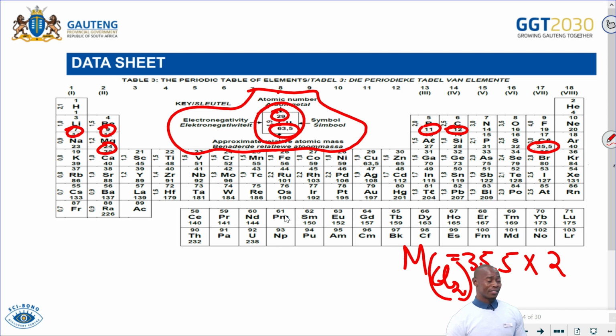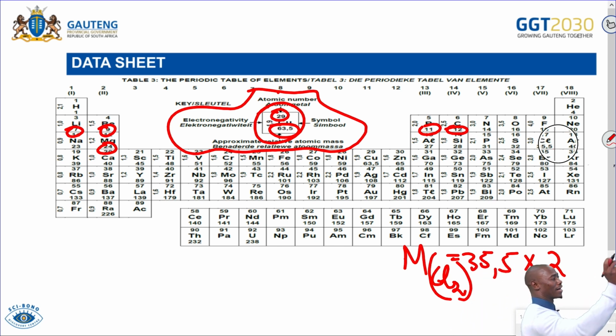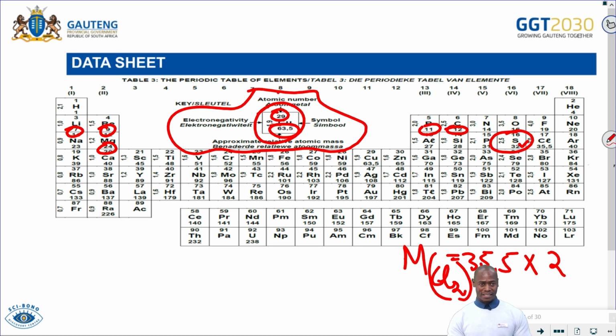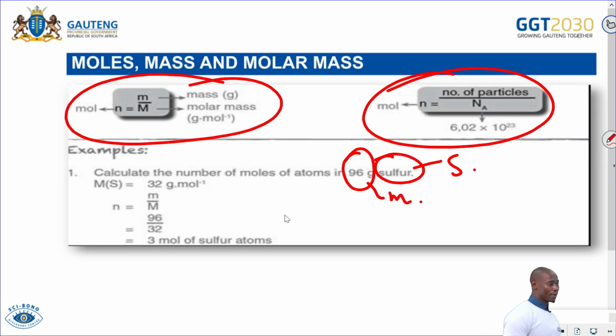So let's go to the periodic table and check the relative atomic mass of sulfur. This is sulfur. What is the relative atomic mass of sulfur? It's 32. Then if the relative atomic mass of sulfur is 32, what about the molar mass of sulfur? It will be 32 grams per mole. Same value, but now with the molar mass, there are units, which is grams per mole. So we have the molar mass of sulfur, which is 32 grams per mole. They want us to calculate the number of moles of atoms in 96 grams of sulfur.